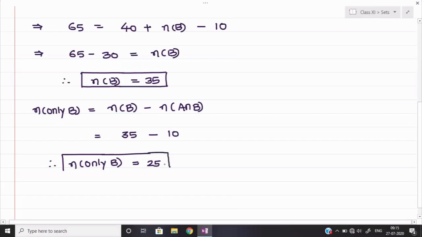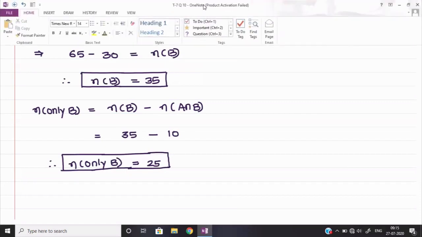I will show you in the Venn diagram quickly how to represent only B or only A. Only A or only B we can also say as a subtraction of two sets. A minus B denotes only A. Similarly, B minus A denotes only B. I will show you with the help of one Venn diagram.